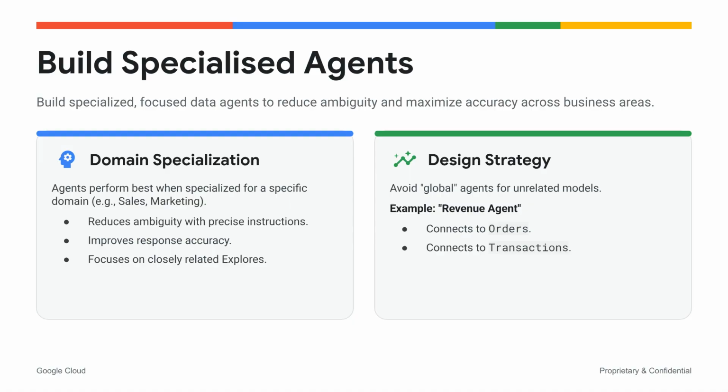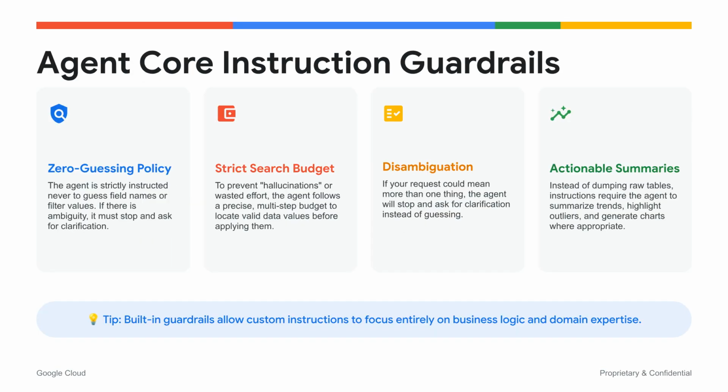An agent that is focused on one or a few closely related explorers can be given more precise instructions. For example, instead of one agent for all company data, create a revenue agent specifically focused on orders and transactions explorers. To ensure reliable responses, our agents follow core instruction guardrails.